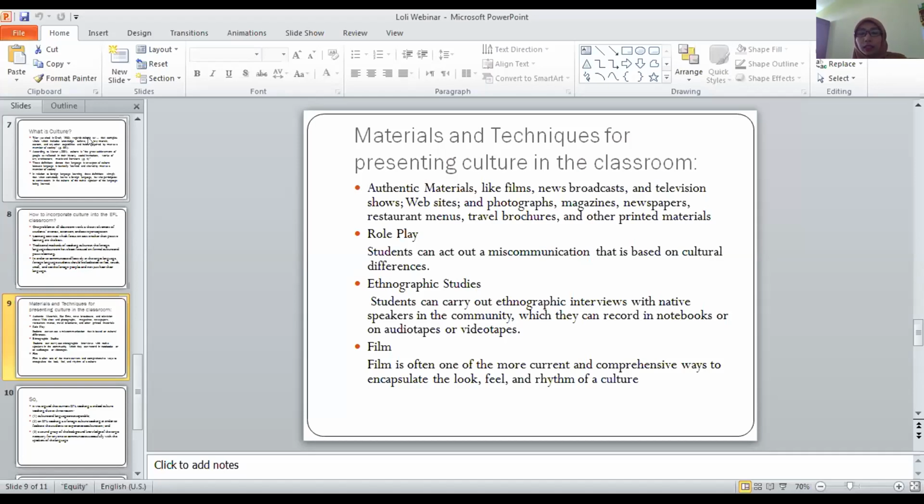And the next will be ethnographic studies. Students can carry out ethnographic interviews with native speakers in the community, where they can record in a notebook or on audio tapes or video tapes. The next will be films. I think films are often one of the most current and comprehensive ways to encapsulate the look, the feel, and the rhythm of the cultures. So I think there are so many materials and techniques that can be used to present culture in the classroom.